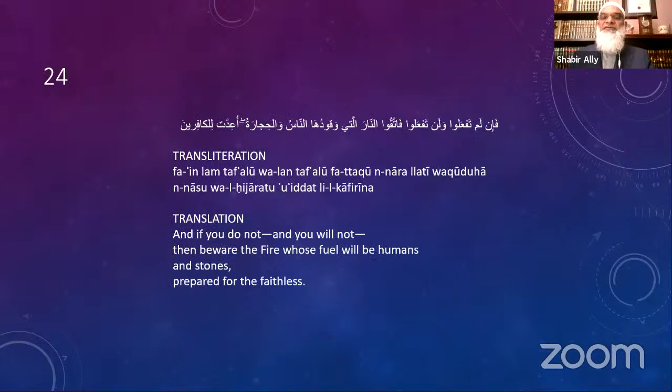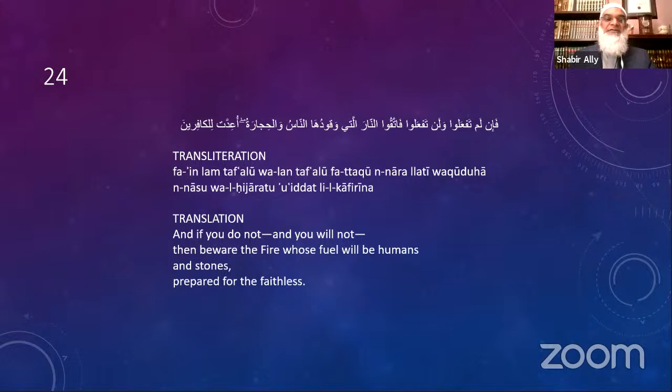So the 24th verse, فَإِن لَمْ تَفْعَلُوا وَلَن تَفْعَلُوا فَاتَّقُوا النَّارَ الَّتِي وَقُودُهَا النَّاسُ وَالْحِجَارَةُ وَأُعِدَّتْ لِلْكَافِرِينَ. I'll read it from the English transliteration to see what needs to be explained there. In lam, now la we said is in yarmalun. So you hear the L sound in yarmalun.